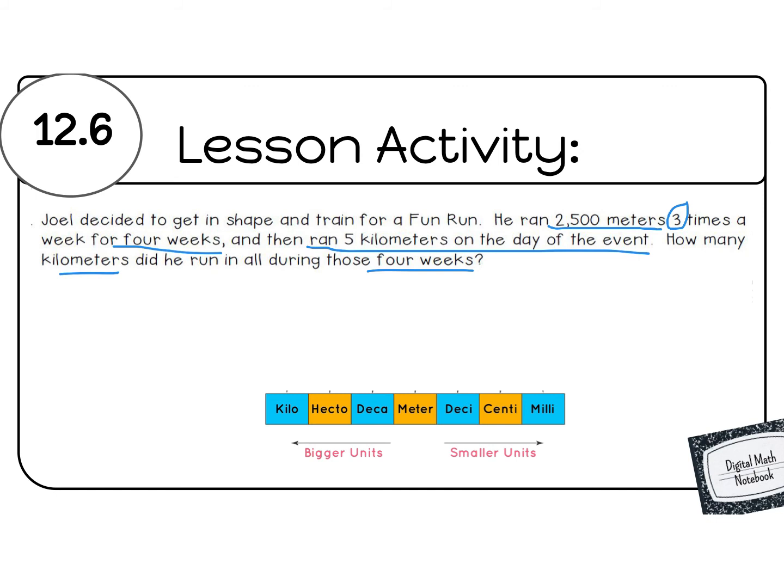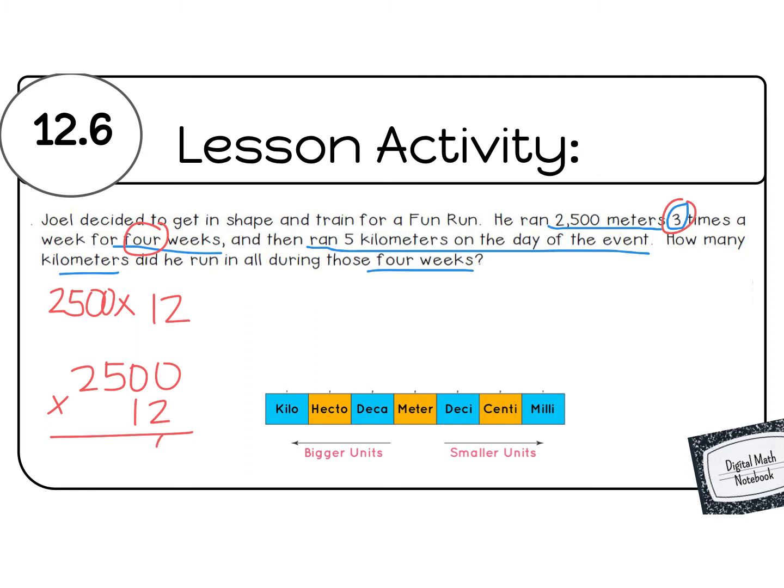He ran 2,500 meters 3 times for 4 weeks. So that would be 3 times 4. So that would be 12 runs that he went on times 2,500 meters each time. I'm going to write that underneath itself so that we can solve the problem. You should type it in your digital notebook.